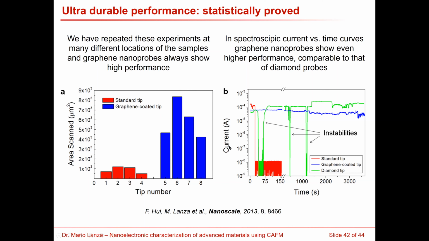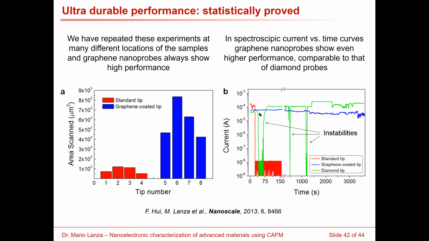We have also tried other experiments to confirm the lifetime of the tips. In this case, we apply a constant voltage stress at one location of the sample with the tip static in one point. And we can observe that when we use standard tips, the current is initially very high, and after a few seconds it drops and we just observe electrical noise. For the graphene coated AFM tip, we can observe also high currents, and this current is maintained over the time and it's quite stable. It's much more stable, in agreement with the previous result.